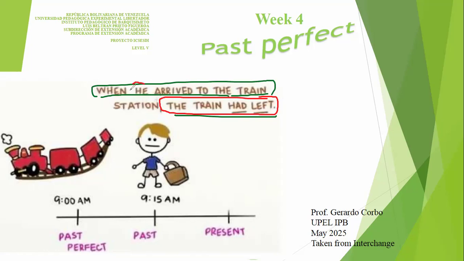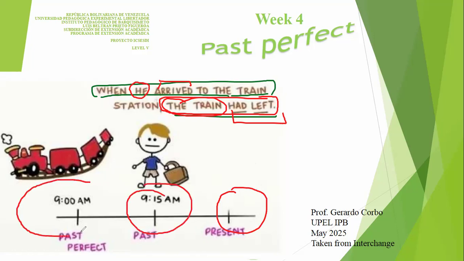So we have two subjects. We have one subject with a main verb. We have another subject with a main verb, okay? Now, the two actions are in the past. Which action occurred first? That's why we have this timeline here. We're here. The boy arrived to the train station, but the train had left. So we can see here that the action that occurred first was that the train left. Then the boy arrived. And this is why we use had, okay?